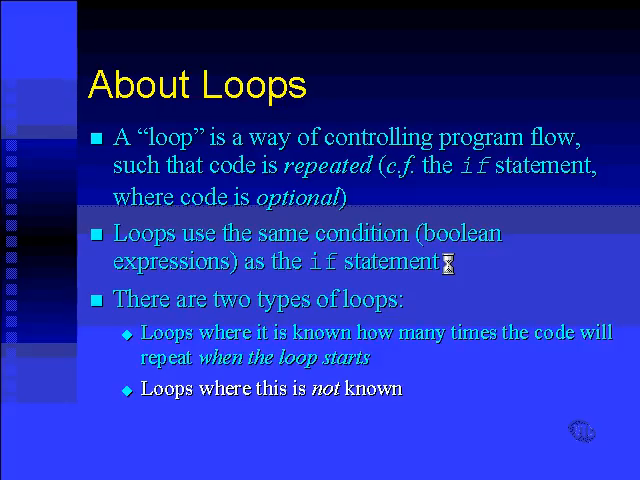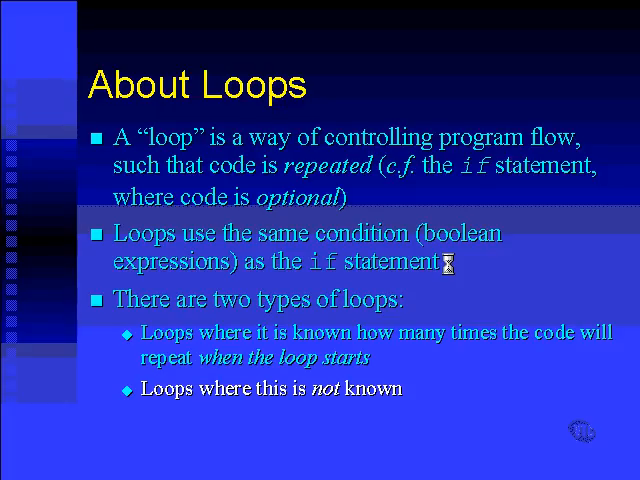So, loops where you do know and loops where you don't know how many times through the loop you're going to run. And I'm not talking about whether you know or don't know at the time that you write the program. I'm talking about at the time when you run the program. I think an example is in order.